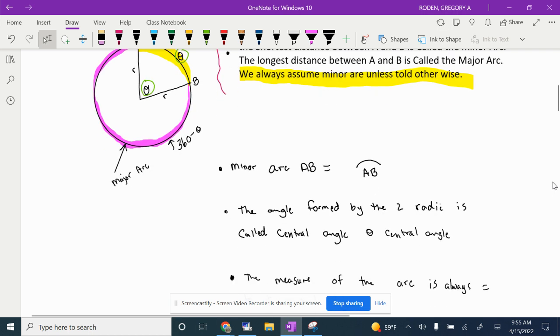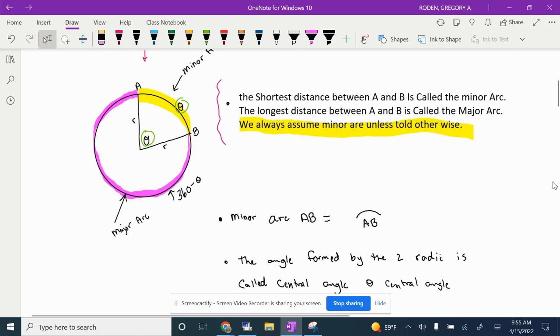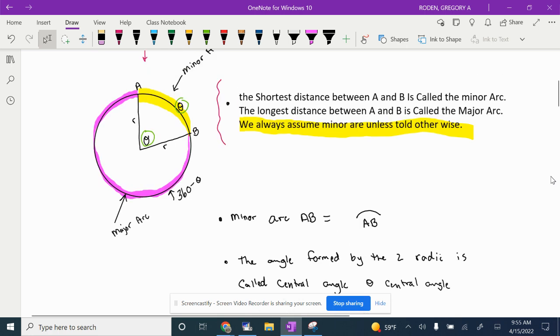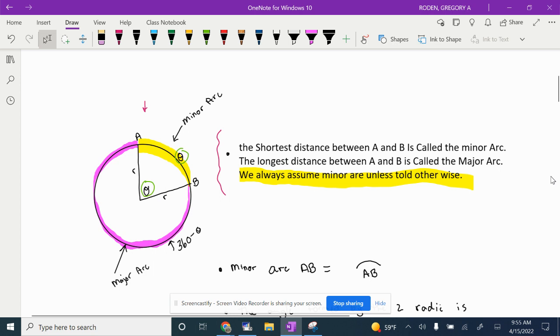Now, just moving down a little bit here. I just want to say this and then I'll come back to it. The measure of the arc is always equal to the central angle. You guys understand that? When we measure an arc, we measure it in degrees. Now, I didn't say arc length, I said the measure of the arc. Or we measure it in radians also. So this yellow part, if we're going to give a measure to it, it's going to be the same measure as theta, the central angle. These two are always the same.